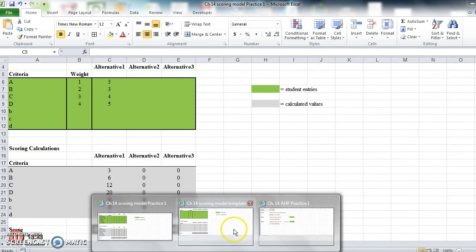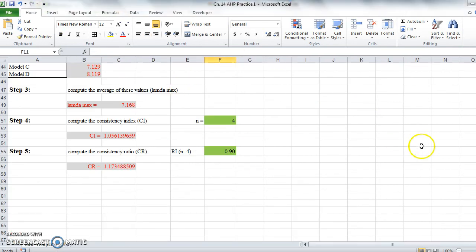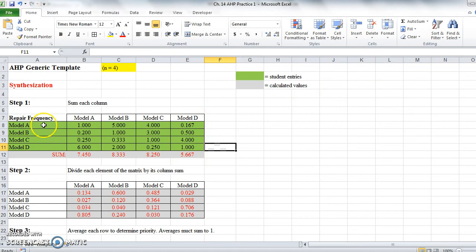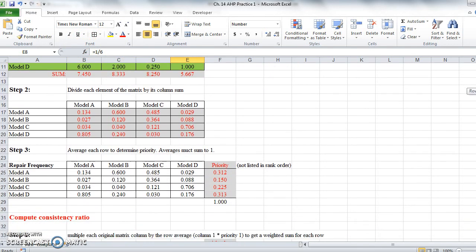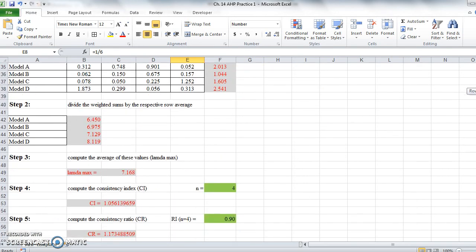Now let's show you what this looks like in the real application using Excel. What I did here, I completed this already, entered model A data. Green here would be the student entries. Everything else are calculated values. This is where n equals 4, the number of choices. And so I entered data here, model A, B, C, and D. I entered the matrix data here. So for instance, when I had a 1/6, I simply entered the value here in Excel as equals 1 divided by 6. Once I complete the matrix here, everything else automatically calculates for you, all the steps.